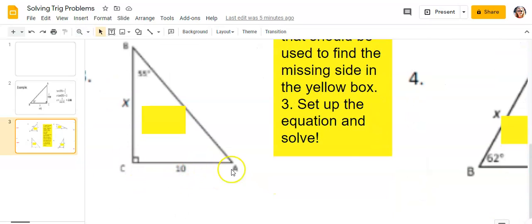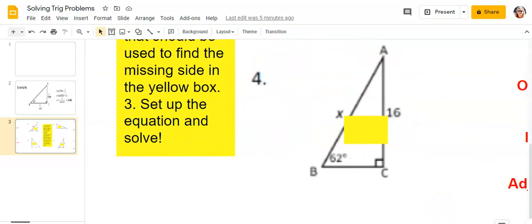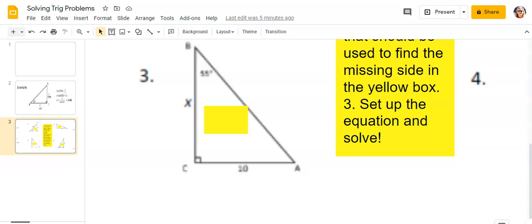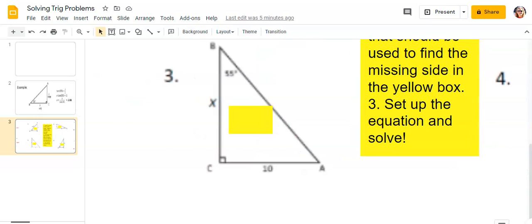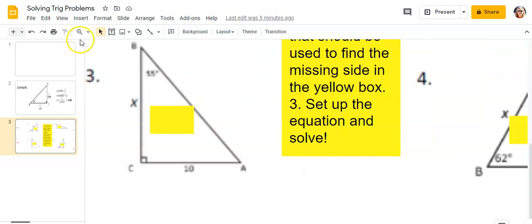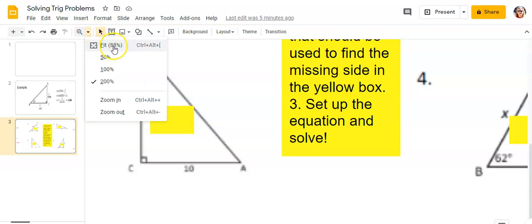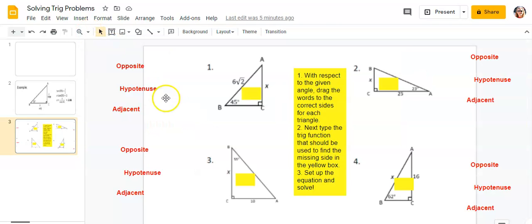So you can slide up and see, slide. I don't know how I can slide over the, oh, here we go. Slide over, and you can see that's a 62. All right, I'm using the bar at the bottom to slide left and right. So I'm going to make that back to the 88, which is the normal. First thing I want you to do, so we're following these 3 sets of directions. With respect to the given angle, drag the words to the correct side for each triangle.